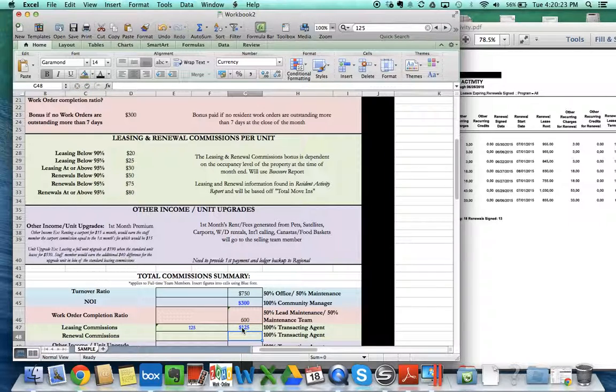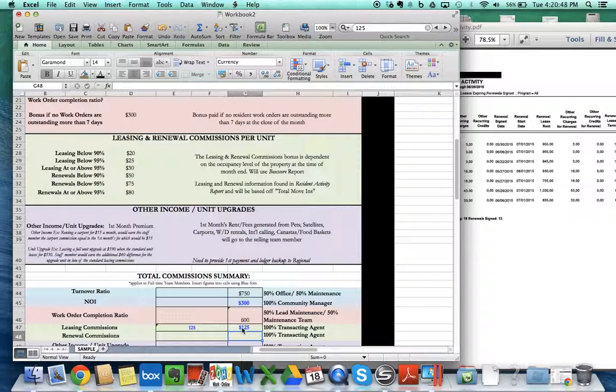Now we always want to look at how many move-ins happened during the month instead of how many leases were signed, because oftentimes we can notice that leases, although they are signed, people do not actually move in. So by using how many move-ins you had per month, we can actually assure that leases were signed and residents did move in.